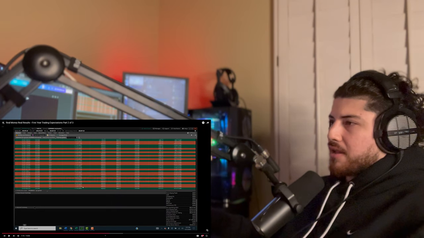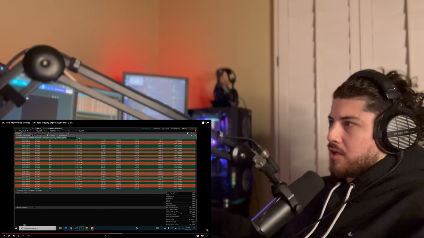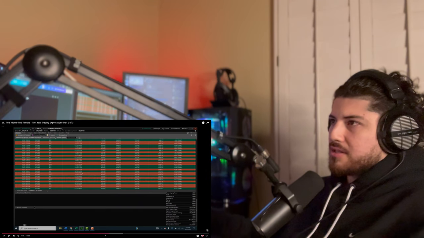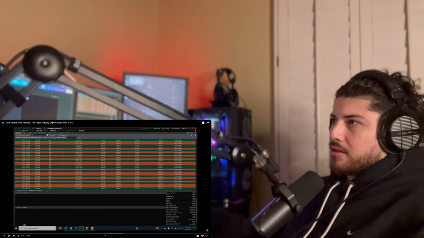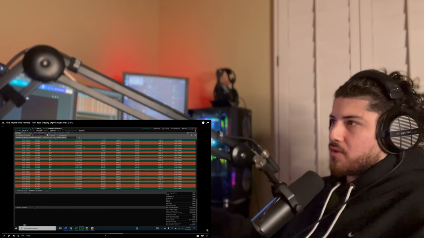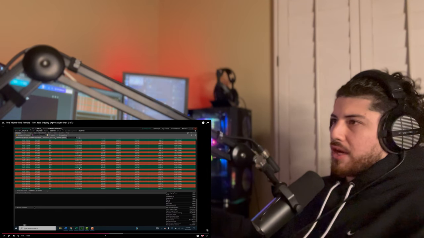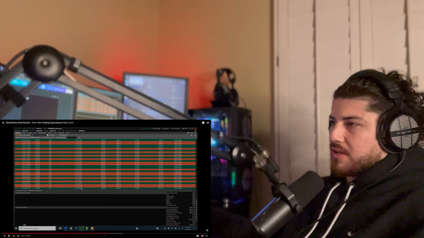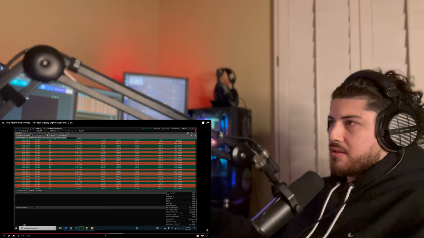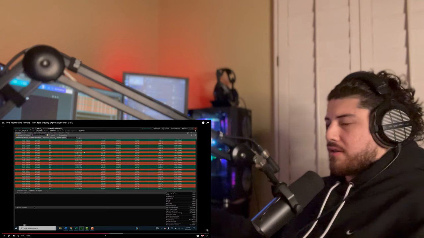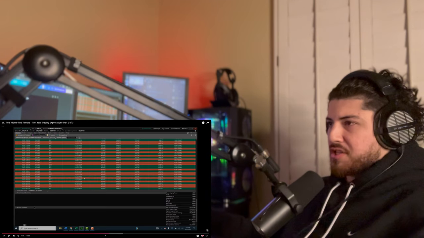I know it looks like a lot, but I think a lot of these are being opened and closed, and maybe even some partials being taken. Because it says open and then close, open and close. So I don't think these are all individual different positions, but I think this is several positions with different closing positions, if that makes sense.